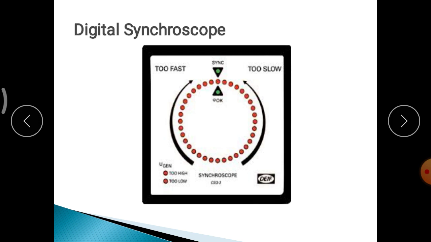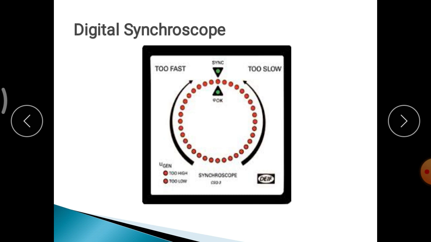What is synchronization? Switching of an alternator or three-phase generator to the bus bar without any interruptions, without any problem, is called synchronization. It is a microprocessor based digital synchroscope. It consists of frequency and phase difference detector circuits and programming. For this microprocessor based digital synchroscope, two inputs are given: one from the incoming machine, that is the generator, and one from the bus bar.